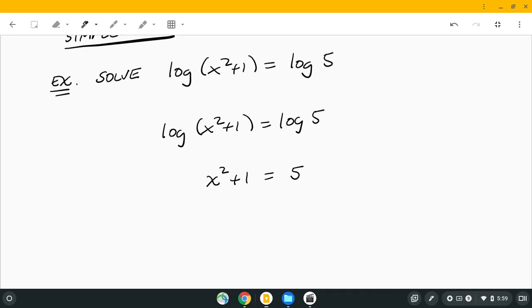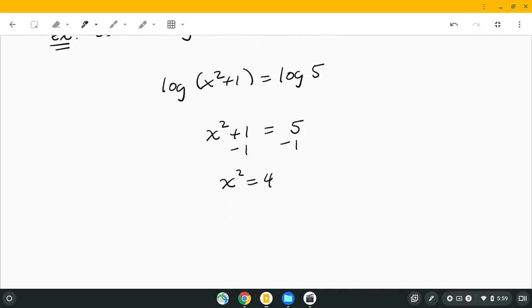Okay, so here, if I subtract 1 on both sides, x squared equals 4. And I'm going to take the square root to cancel the square. But remember, when you do that, you end up with two answers. So we get positive 2 and negative 2. So we get two answers here. And we have to check.